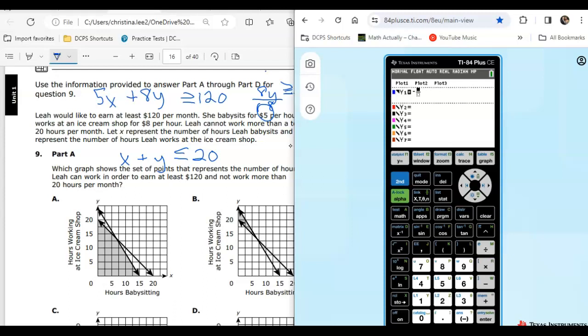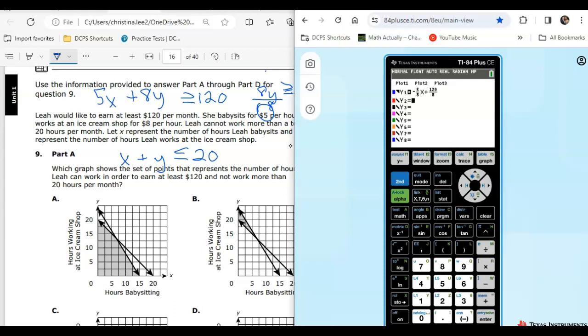So 5 over 8x, and then plus 120 over 8. So 120 divided by 8. And you could actually also calculate that. That would be fine. So that's one of our equations, right?